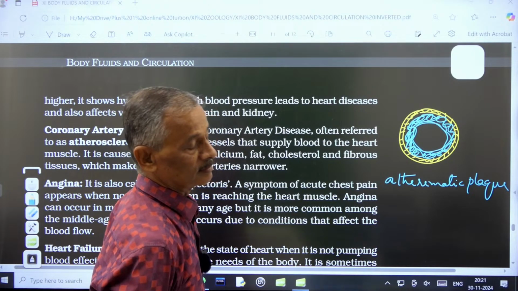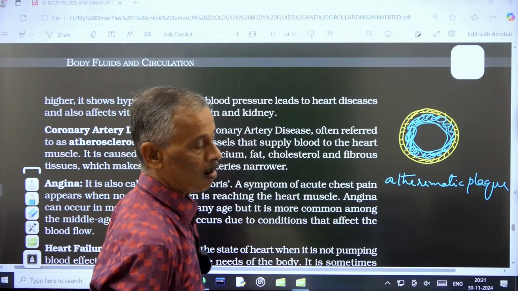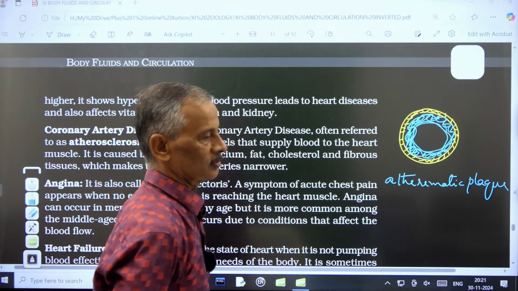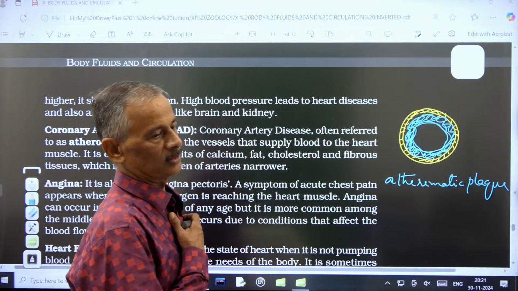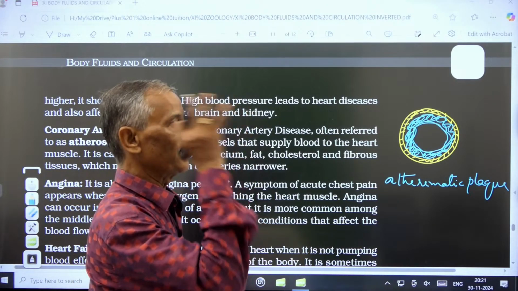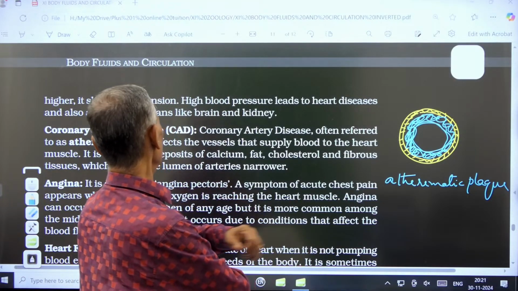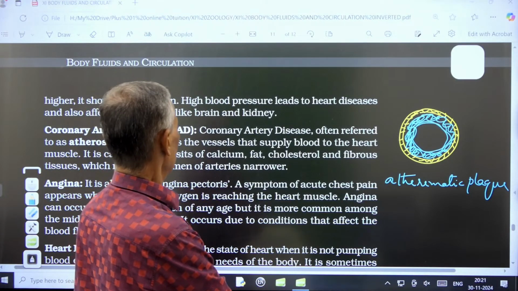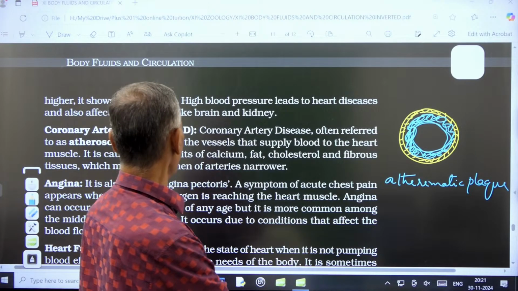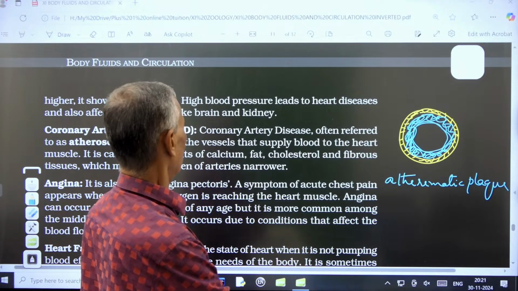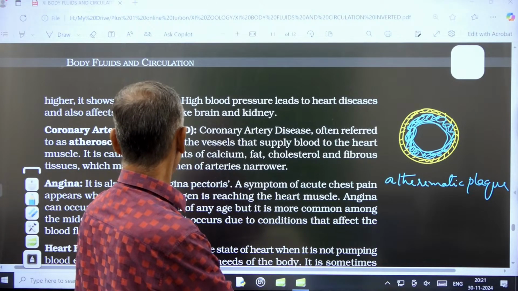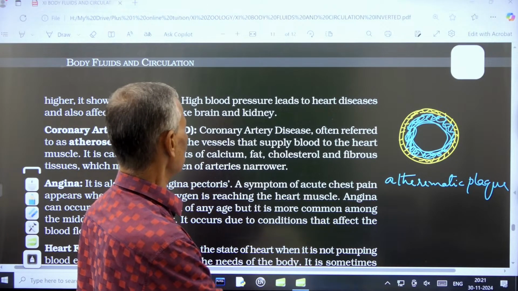That pain in the muscles is called angina pectoris. Pectoris means pectoral, chest. Chest muscles will be having pain. So, the pain in the muscles of the heart is generally called angina. A symptom of acute chest pain appears when not enough oxygen is reaching the heart muscles.